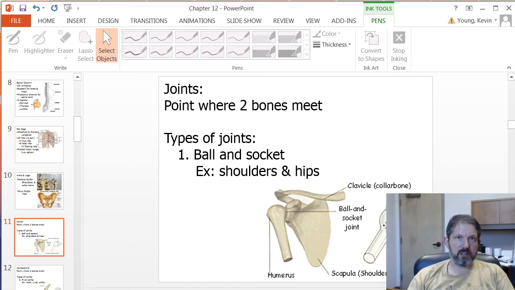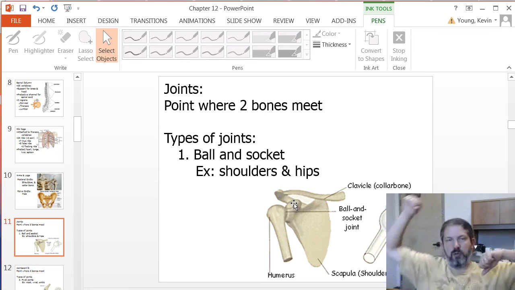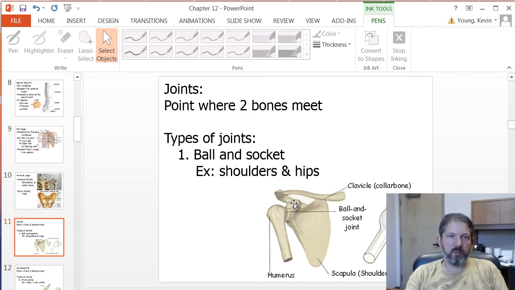So a ball and socket joint is the most movable joint in the body, and where the humerus joins the scapula, that's a pretty shallow ball and socket joint, and this is the most movable joint in your body. And because it's the most movable, it's also not as stable as it could be. There's always a trade-off, stability versus mobility.